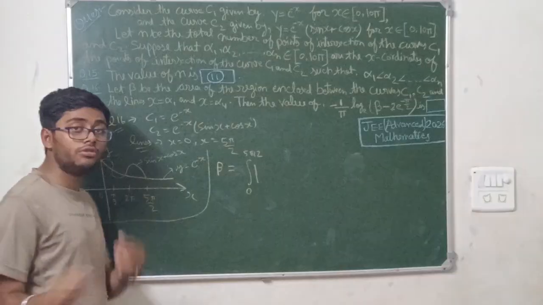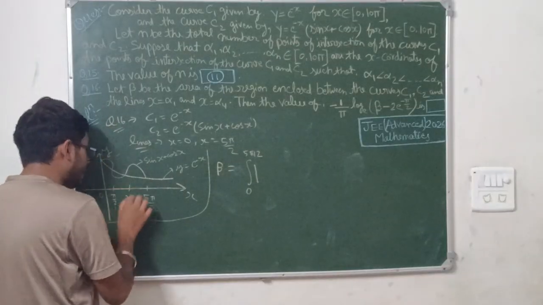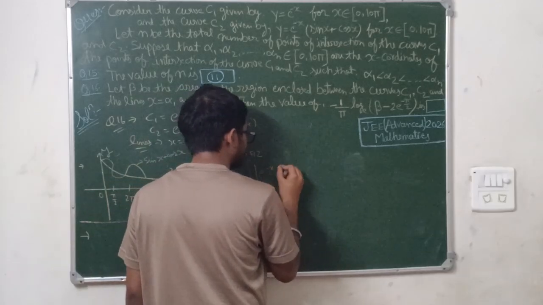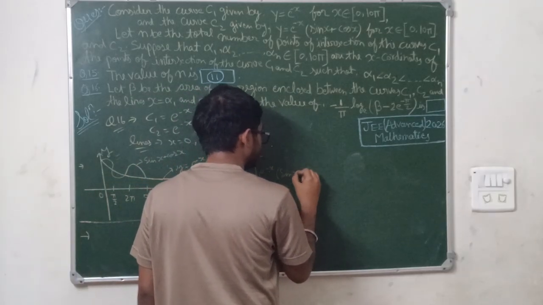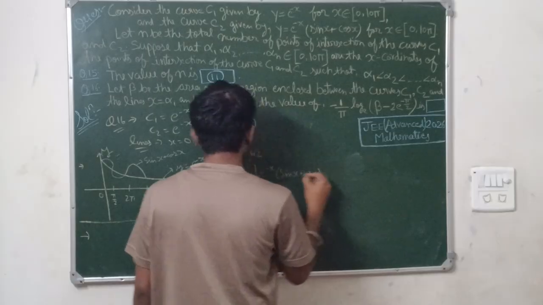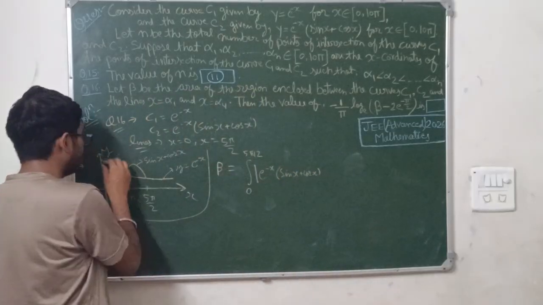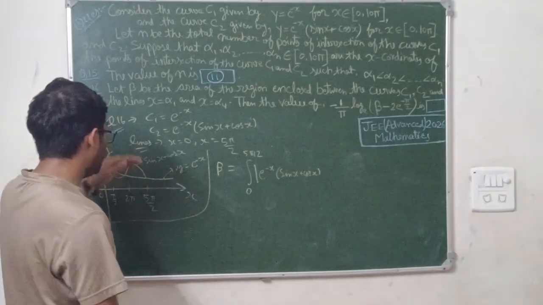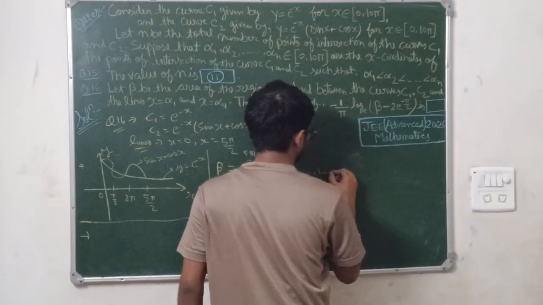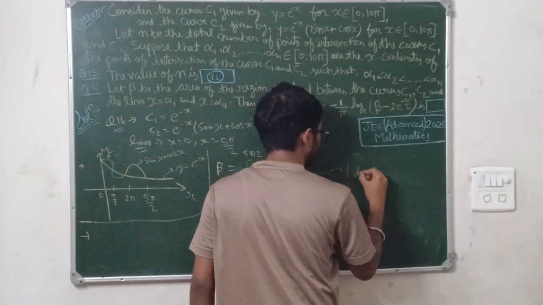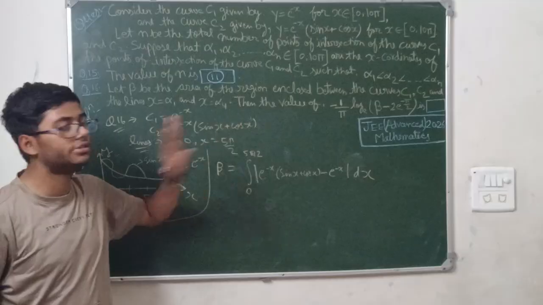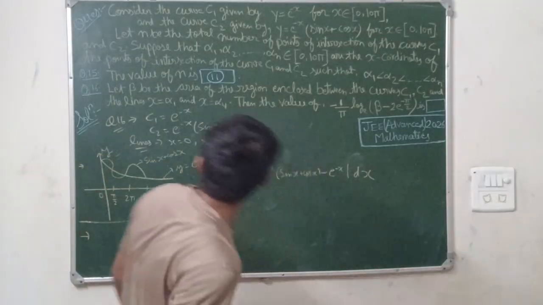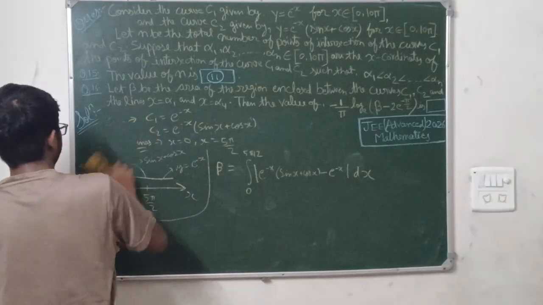Because this is not a continuous function, it is discontinuous at every interval. e to the power minus x (sin x plus cos x), that is C2 minus C1, the upper graph minus lower graph. Generally you do this in area under the curve: mod of upper graph minus lower graph into dx. This is the final integration you have to do and your answer will be there. Okay? So let us solve this integration.